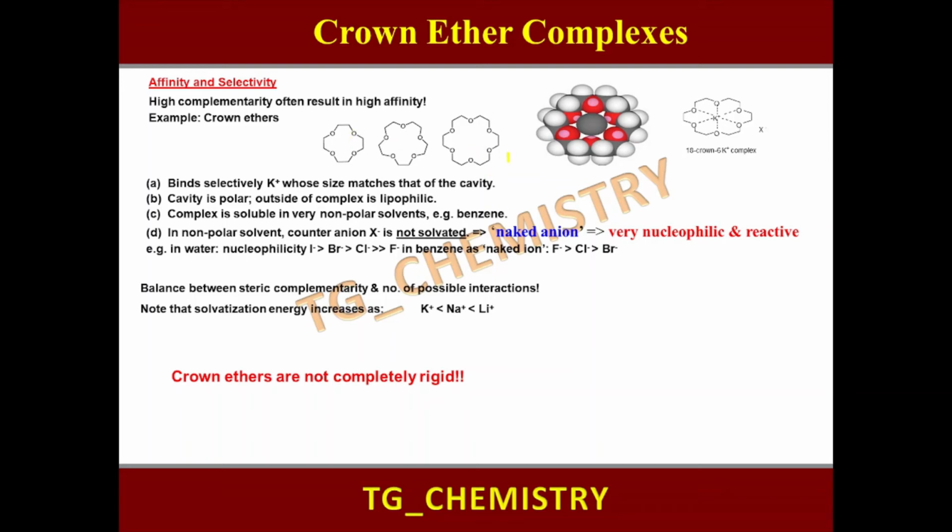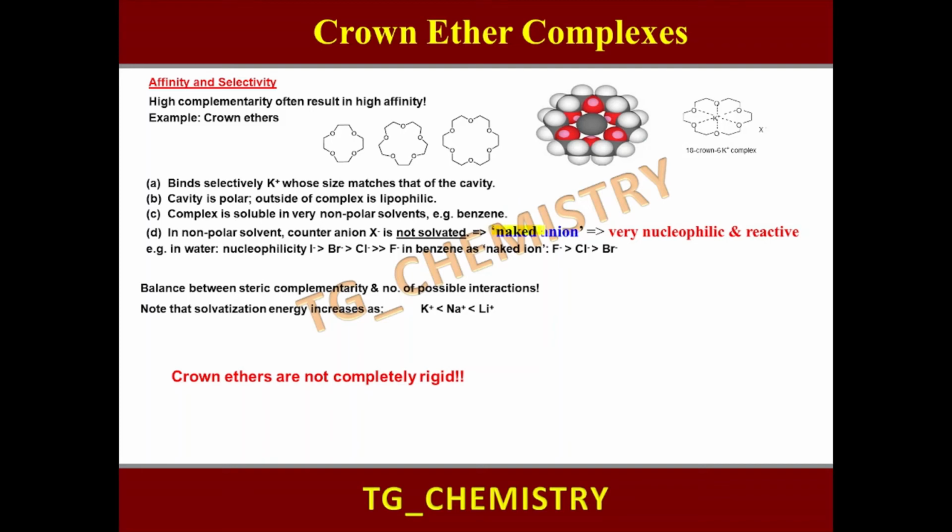And we know that 18-crown-6 has binding selectivity with K+, whose size matches the cavity of 18-crown-6 in a very fitting way. The cavity is polar because of the oxygen atoms surrounding it, and the outside of the complex is lipophilic. The complex is soluble in nonpolar solvents like benzene, and in a nonpolar solvent the counter anion X- is not solvated, so it remains as a naked ion.